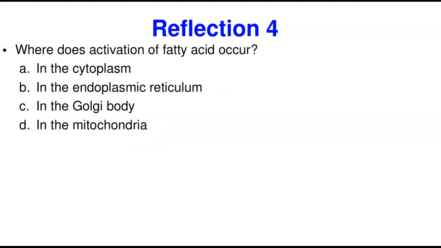The next reflection, which is the last reflection and the last slide, says, where does activation of fatty acid take place? Remember we said this. The activation takes place in the cytoplasm. So it is easy to get that. It does not take place in the endoplasmic reticulum, it does not take place in the Golgi body, and it does not take place in the mitochondria. What takes place in the mitochondria is the actual beta oxidation itself.